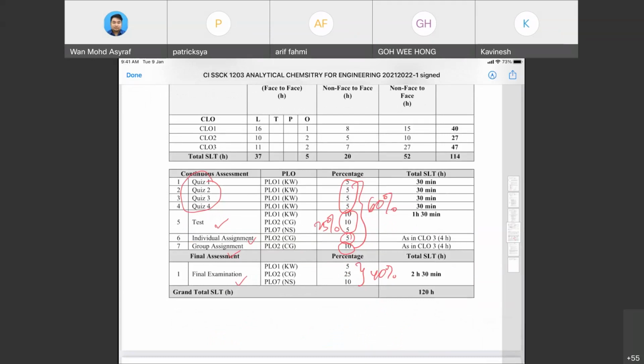Clear, yeah? Doctor, I have a question. Yeah, sure. So the test is only 1 test? Yes, 1 test comprising 25%. Oh, okay. Thank you, doctor. All right.